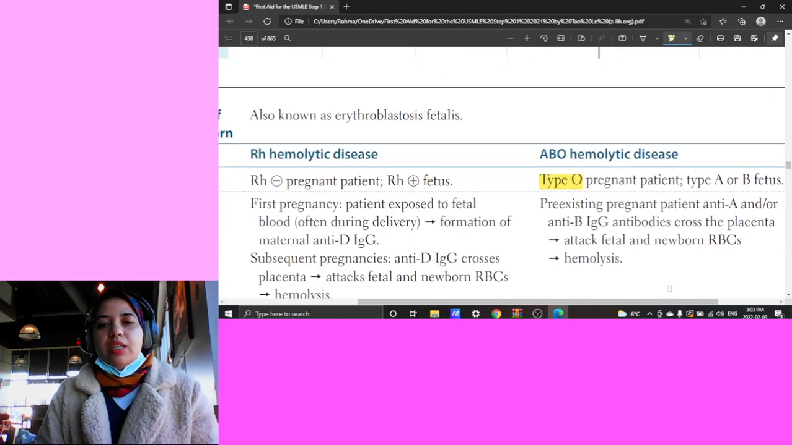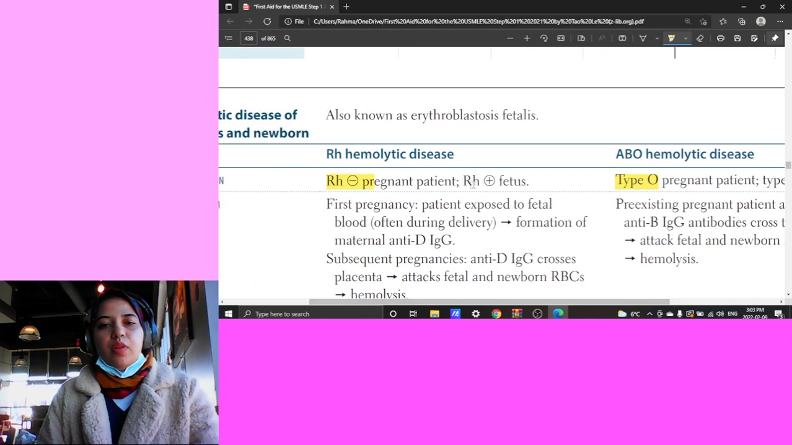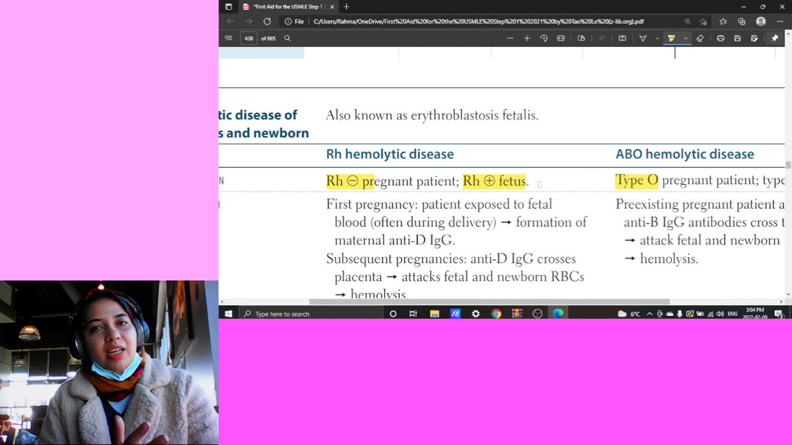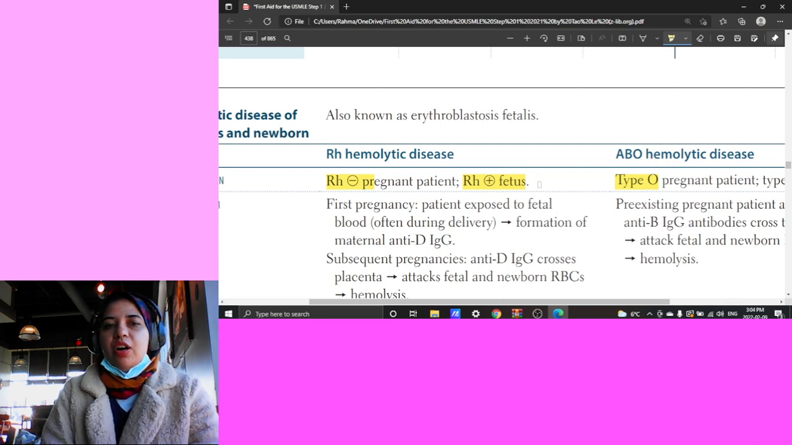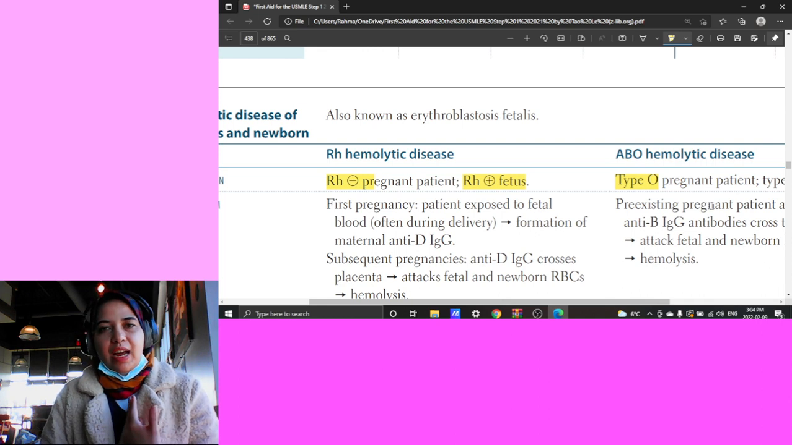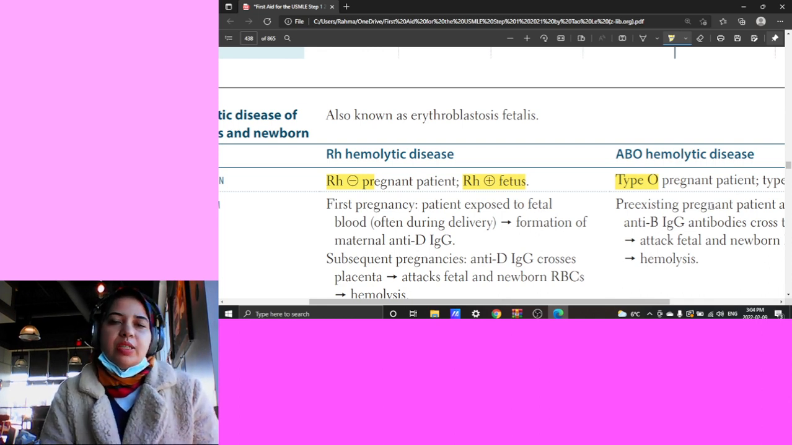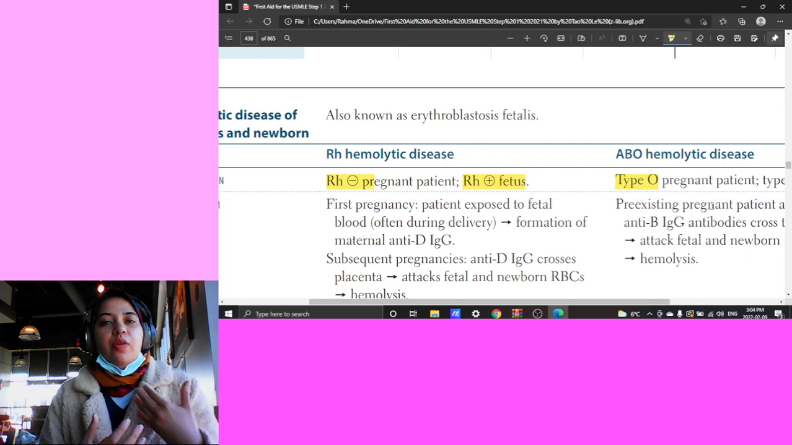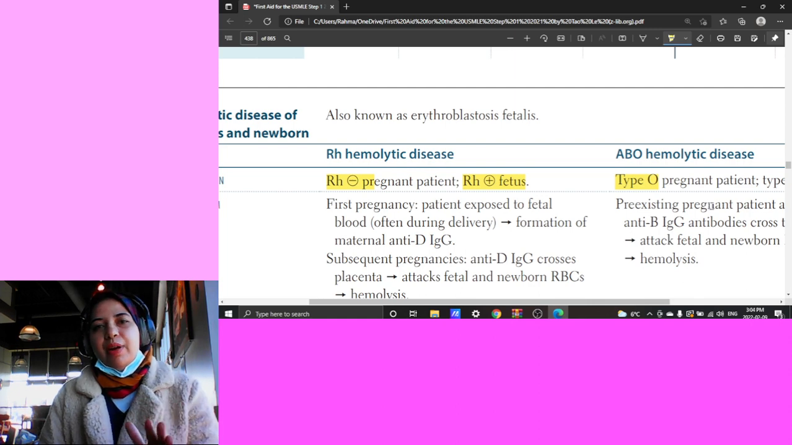Now the RH disease is an RH negative patient with an RH positive fetus. So if there's any clues to this, like say her first pregnancy was normal and now this is her second pregnancy, that might clue you in that it's actually RH hemolytic disease. There tends to be a rule that ABO will happen regardless because she already has the antibodies. Whereas in RH disease, her first pregnancy kind of gives her a grace period where her blood may have reacted with the fetal red blood cells while in labor, and then she would have developed antibodies by the time of the second pregnancy, so the second pregnancy is affected.